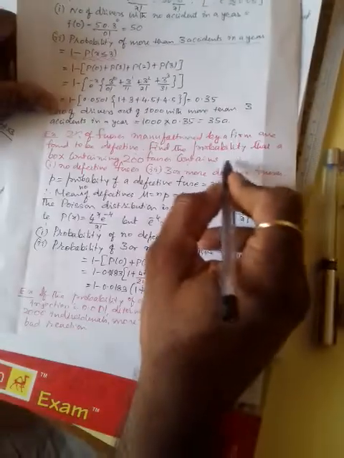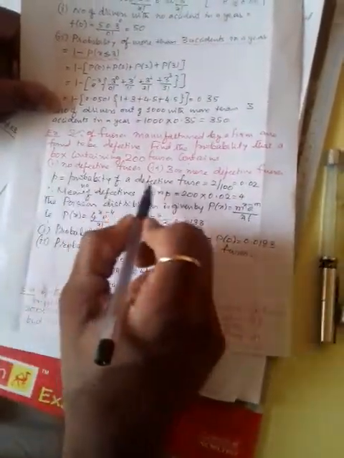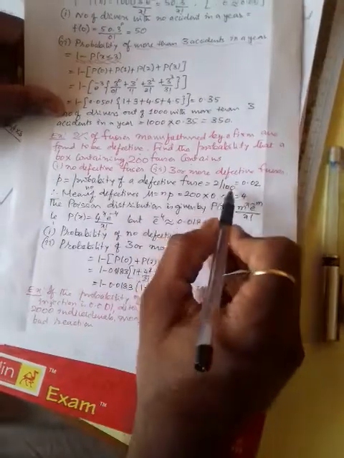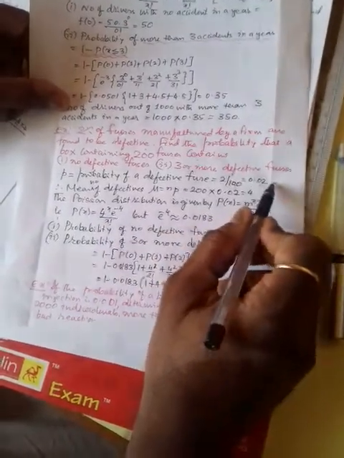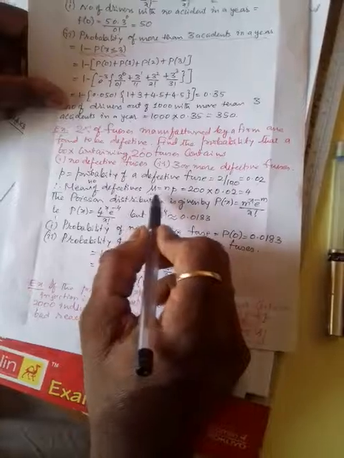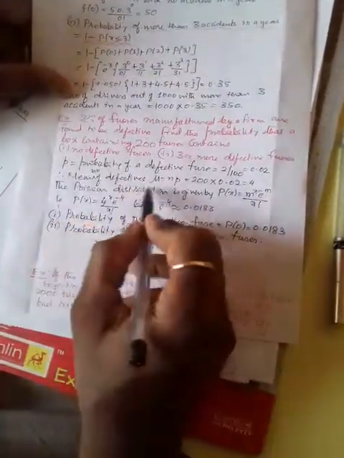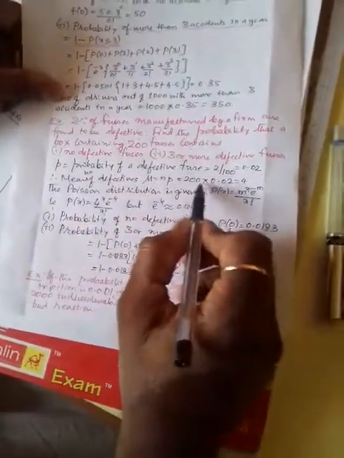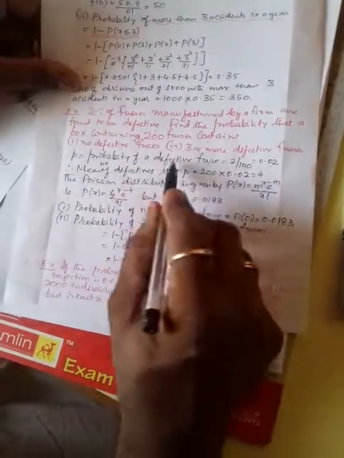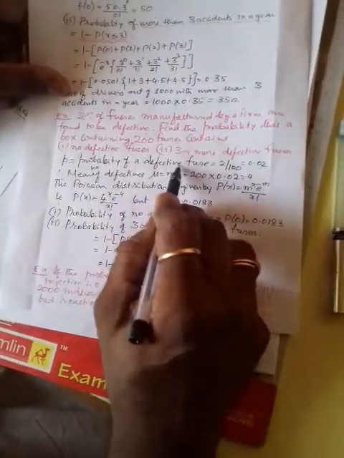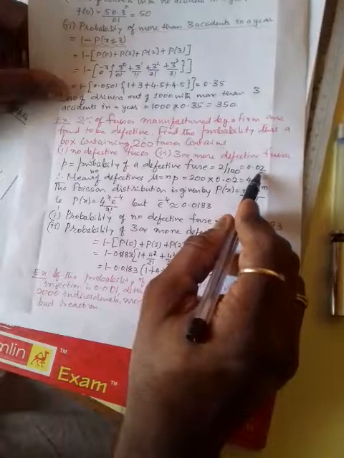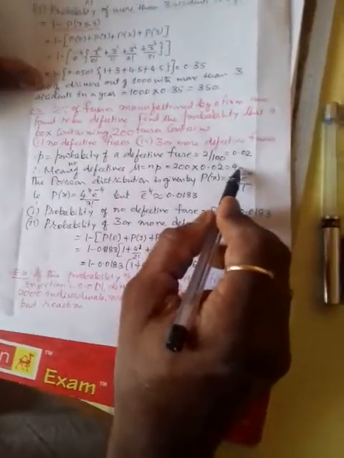Because this example is taken from the old question paper, that's why I have chosen this one. Again, P is equal to the probability of a defective fuse, which will be 2 upon 100, equal to 0.02. Therefore, the mean number of defectives, mean NP, is equal to 200 into 0.02. Observe here, what is 0.02? The probability of a defective fuse, which is already shown here. The multiplication will be 4.